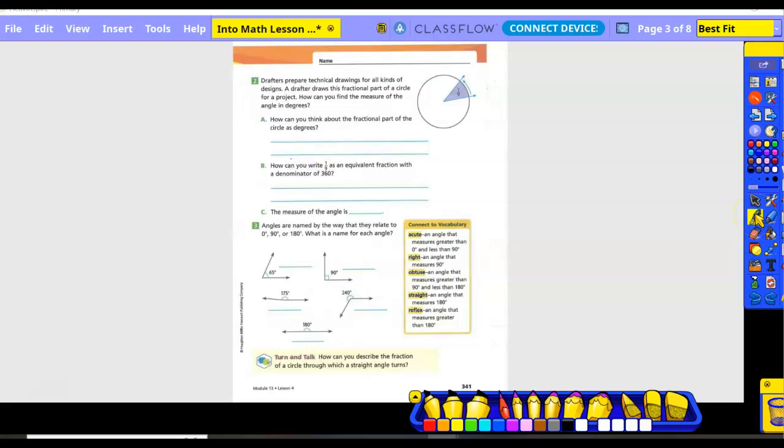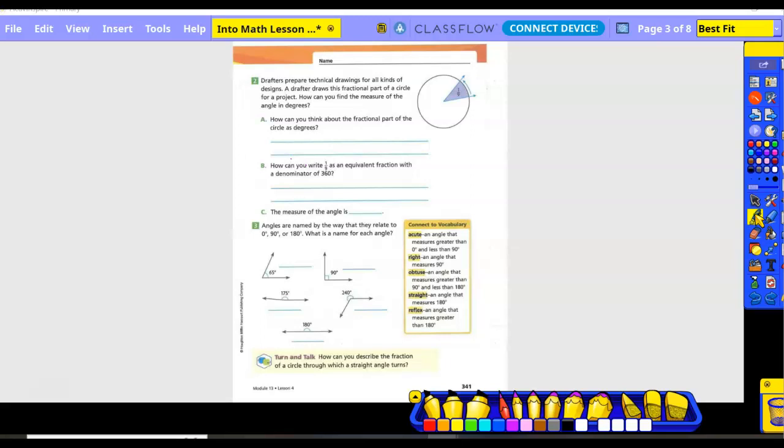Okay, so number 2, drafters prepare technical drawings for all kinds of designs. A drafter draws this fractional part of the circle for a project. How can you find the measure of the angle in degrees? Okay, so like I said, we know that that full circle is what? 360 degrees. But do they want the full circle? No, they just want that one little 1/9 piece, right? Okay, they just want that one little part.